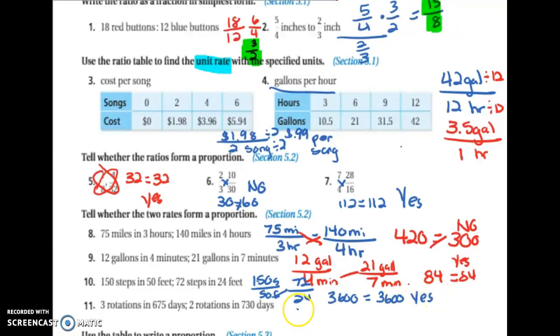And then for 11, 3 rotations, 675, 2 rotations, 730. Multiply. Let's see, 3 times 730 is 2190. And 675 times 2 is not going to be big enough because there are already 2 smaller numbers. So we would say the answer for that one is no. So the answer for 11 is no.